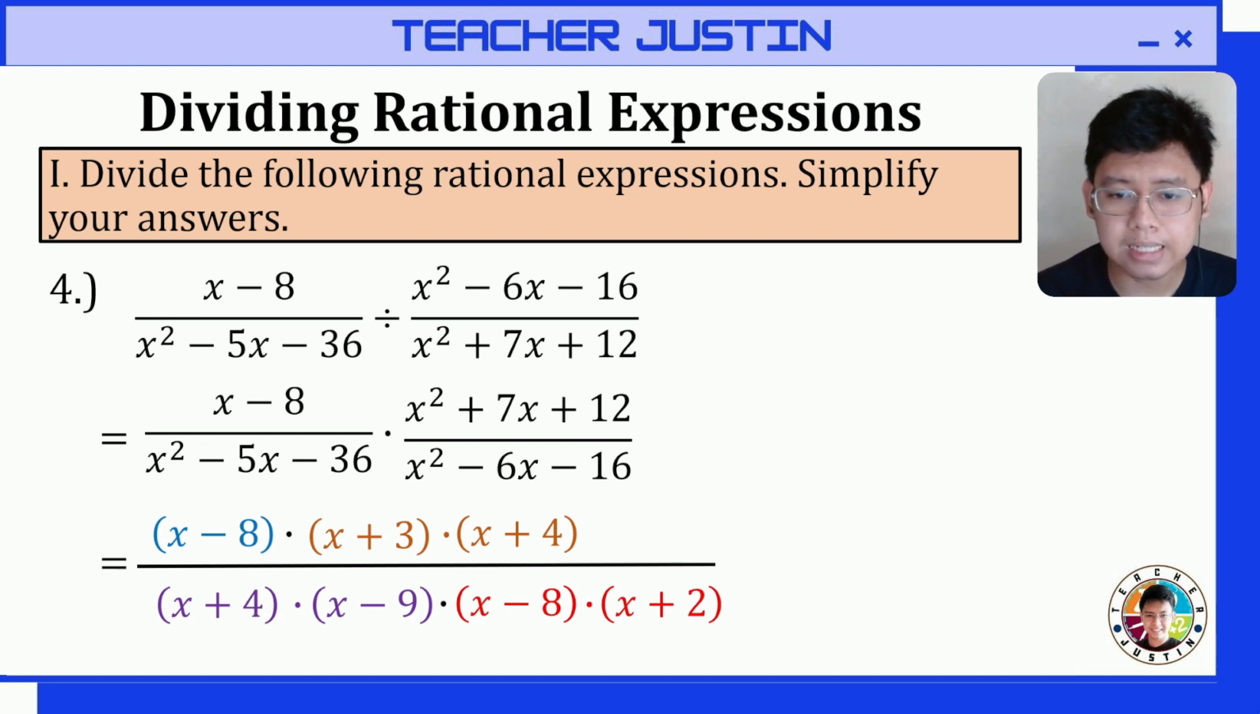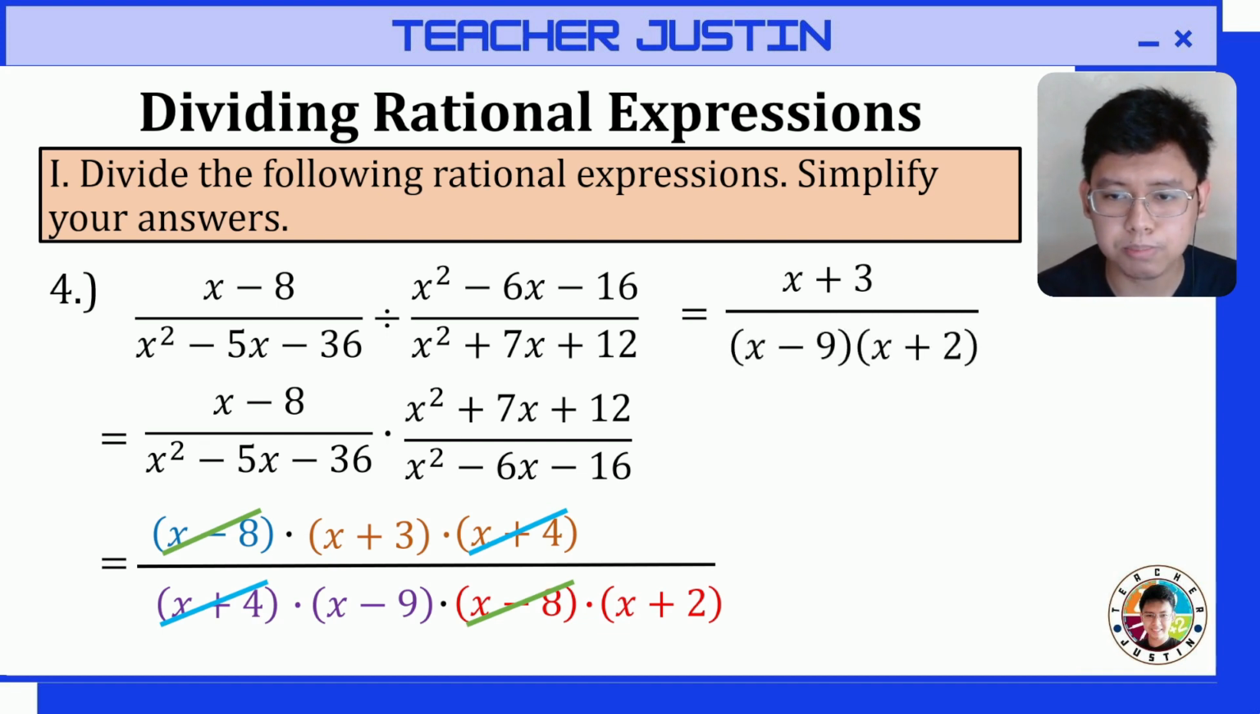Let's apply cancellation. Let's eliminate all common factors. The common factors of the numerator and denominator are x minus 8 and x plus 4. Now, what remains in the numerator is x plus 3. What remains in the denominator are x minus 9 and x plus 2.